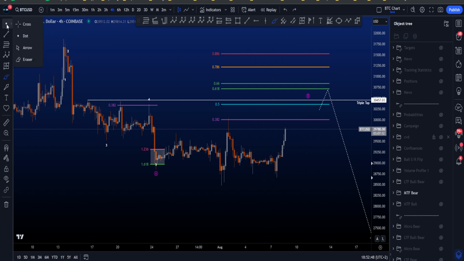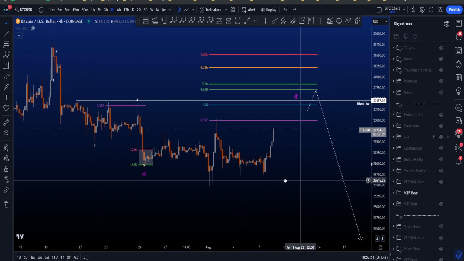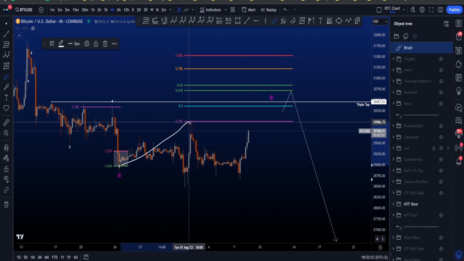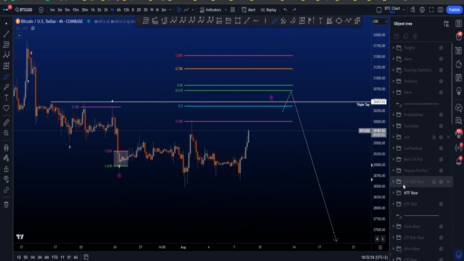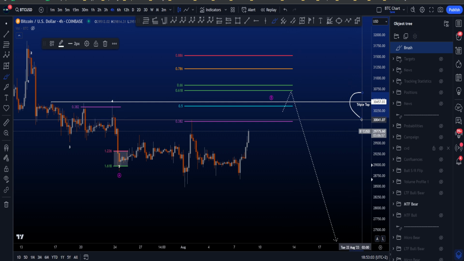Now, if we look at this wave B, we are looking for a 3-wave structure, a wave W and X, and we're going to be looking for a wave Y or an ABC, as I will explain on the low time frame count. But what is interesting about this wave B mainly is the resistance at 30.4k.